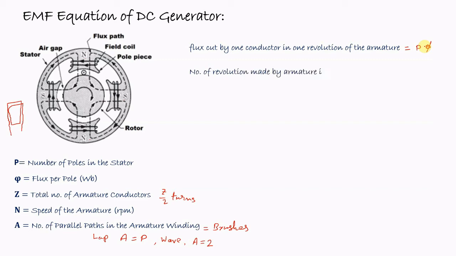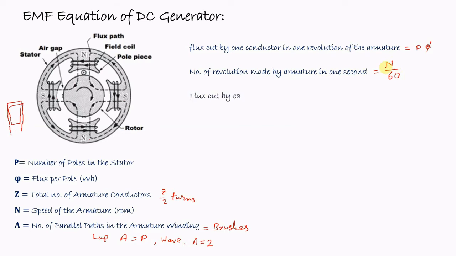Now, as we consider the rotor is rotating with a speed of N rpm, that is N number of revolutions in 1 minute, the number of revolutions made by the conductor in 1 second can be written as N by 60. N rpm means N number of rotations in 1 minute. Therefore, in 1 second, the number of rotations will be N by 60.